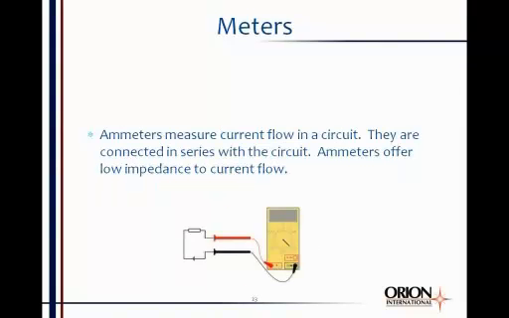Now, ammeters, on the other hand, measure current flow in a circuit. You connect an ammeter in series, and again, since the ammeter is part of the circuit, you don't want it to affect the way the circuit would normally operate, so these have very low impedance to current flow. Very low impedance devices, ammeters are. They're connected in series.